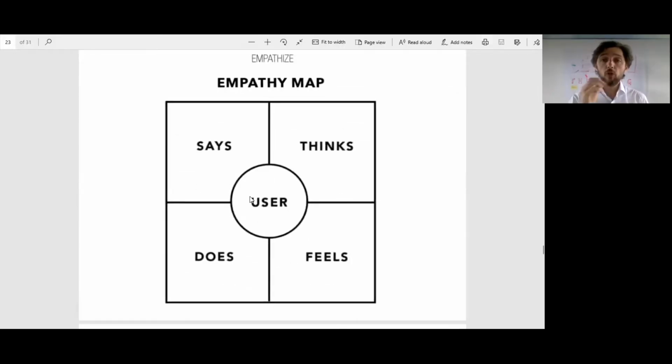All this information goes into an empathy map. We are mapping the way the user is behaving and understanding him from the point of view of what he says, what he does, what he thinks and what he feels. This is really important for the way you organize information.